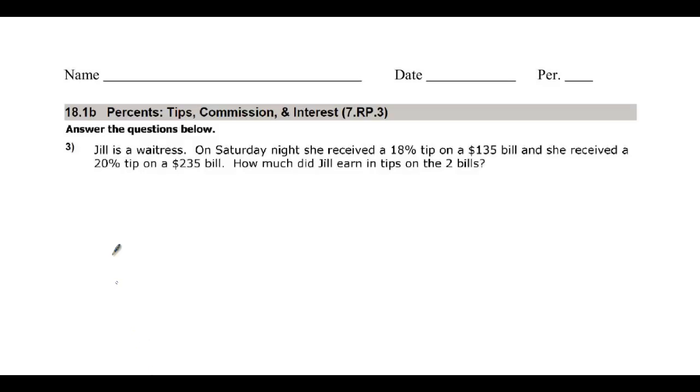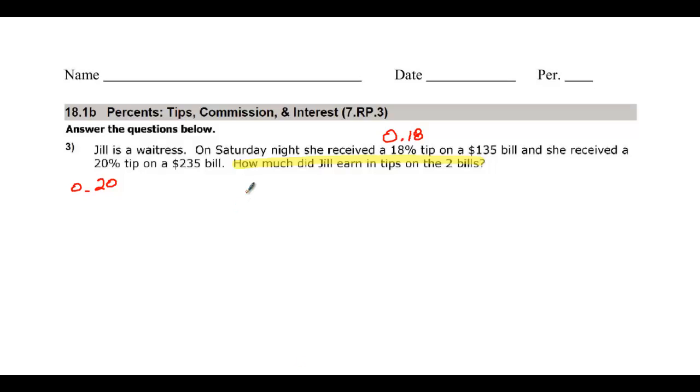In our first problem, we have Jill the waitress. She receives an 18% tip on a $135 bill. That 18% works out to be the decimal 0.18. We always want to change it to a decimal. And she receives a 20% tip on a $235 bill, so that's 0.2. How much did Jill earn in tips? The big question is, how much did Jill earn on the two bills?